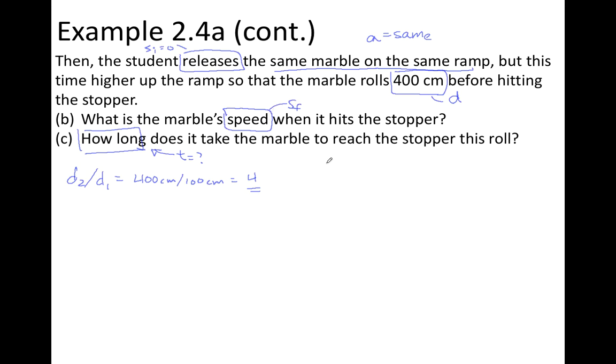We should also note that the final speed from the last part was 50 centimeters per second. And for part C, we're going to be looking at the time. So the time from the first roll was 4 seconds.